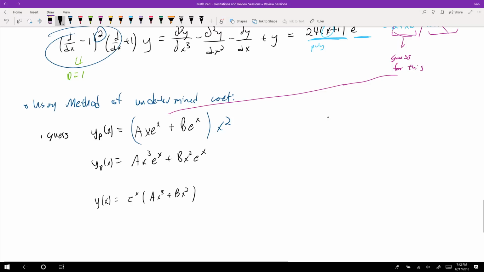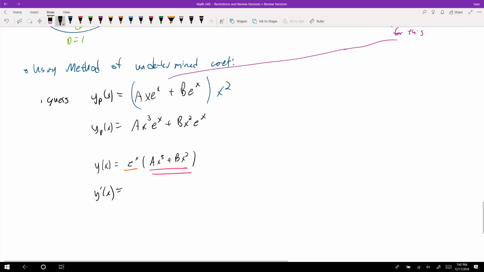All right, so what's next? Well, we got to take the derivative. So here's y prime of x. What I can do is treat this term and this term in the bracket as two separate terms. I'll just use the product rule. I take the derivative of the first guy, which is e to the x, and leave the second guy unchanged. Then I add the derivative of the second guy, which is 3ax squared plus 2bx, and multiply it by e to the x. So that's just the product rule.